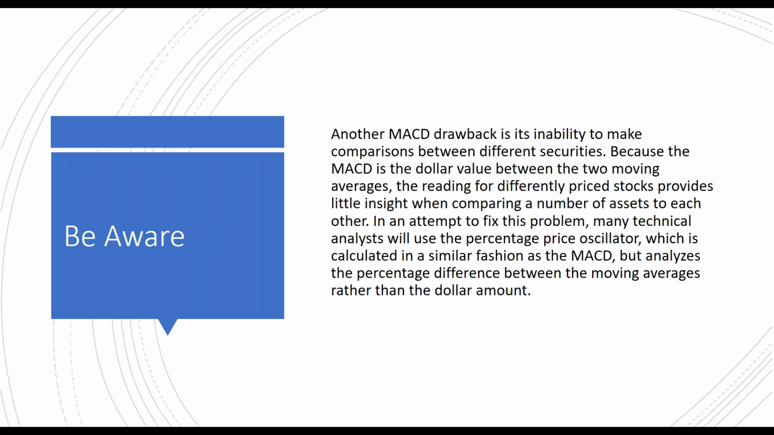So another MACD drawback is the inability to make comparisons between different securities. Because the MACD is the dollar value between the two moving averages, the reading for different priced stocks provides slight insights when compared to the number of assets to be traded. So what you need to do is find the assets you're trading, watch how MACD works with those, and watch what the variations are to plot them. But basically in the currency markets, they work the same. In the commodity markets, you have to come up with a slightly different determination. Stock market, again, because the stock market is a much slower moving market.